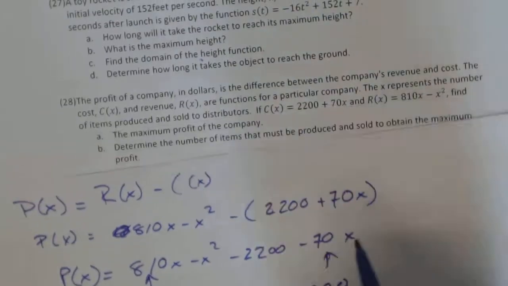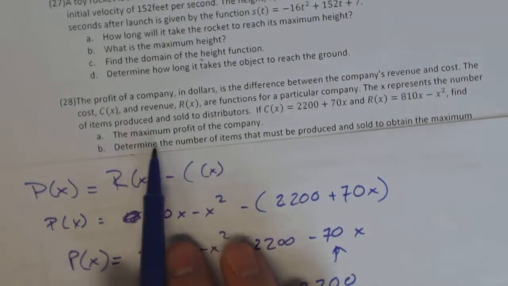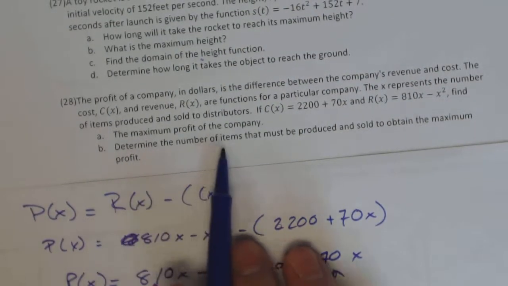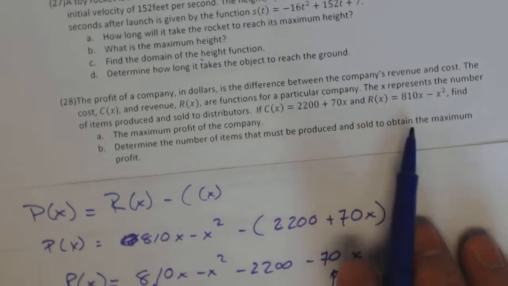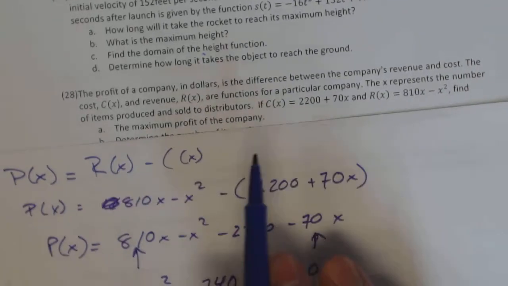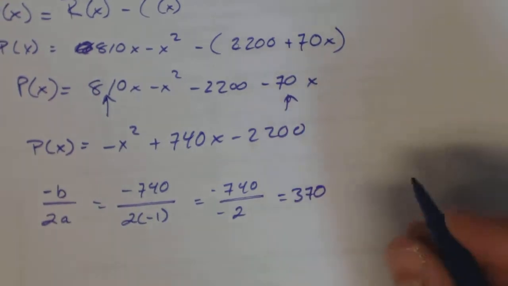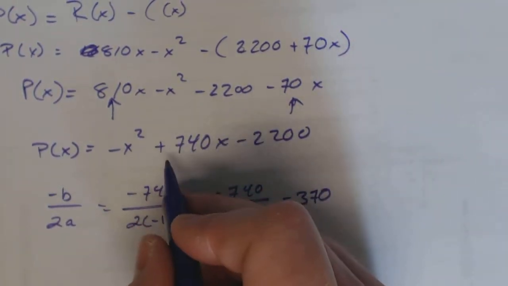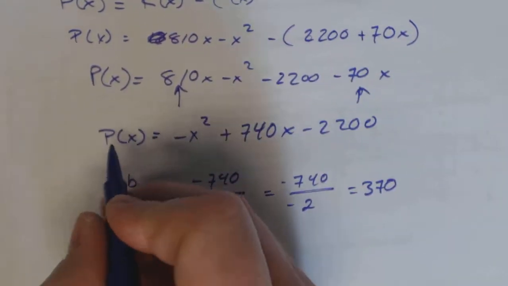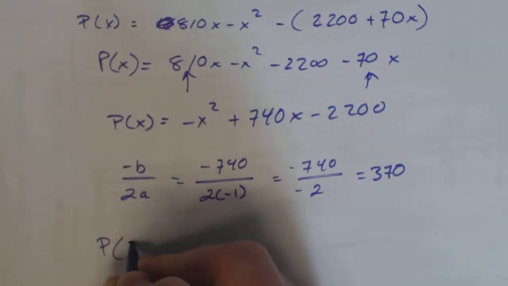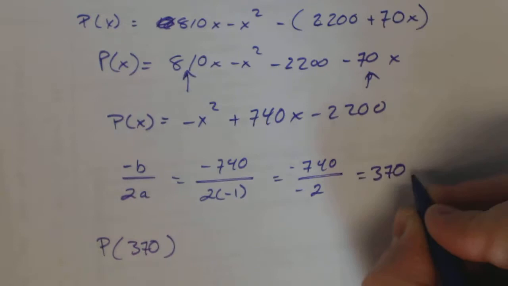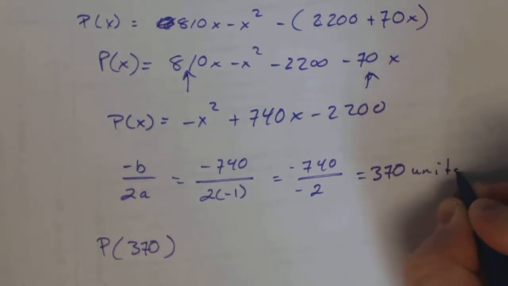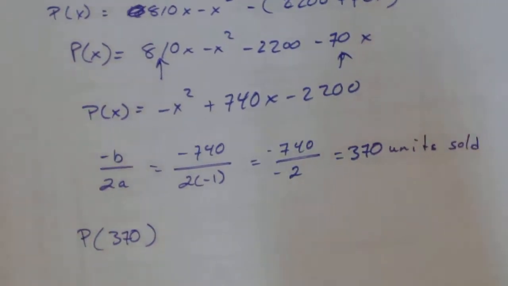It doesn't ask for the number of units sold. Oh, yeah, it does in part B. Determine the number of items that must be produced and sold to obtain the maximum profit. I actually found the answer to part B because the x value is what I'm finding here. To find the actual profit, you plug it back in. 370 units sold provides that maximum profit.